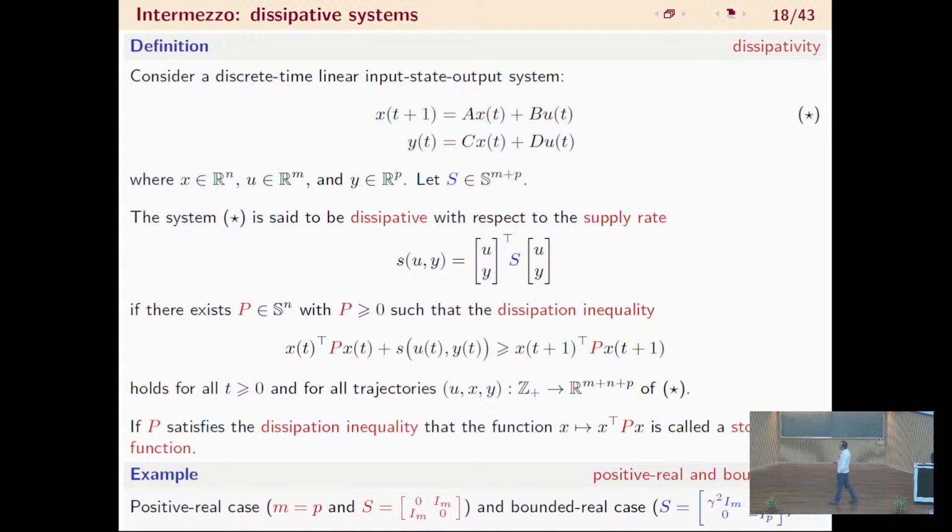So this is the story for the model-based case. I am given this system, I am given this supply rate, and I ask myself whether the system is dissipative with respect to that supply rate. And it is so if there exists a P satisfying the dissipation inequality. Well, obviously, this is not easily verifiable because I need to test it for all trajectories. But I know a parameterization of all trajectories, so I can use that.